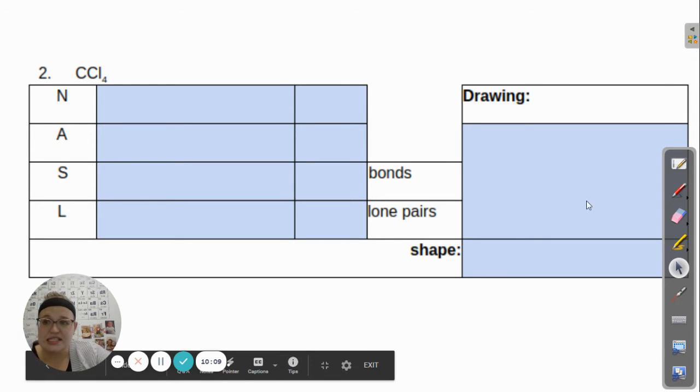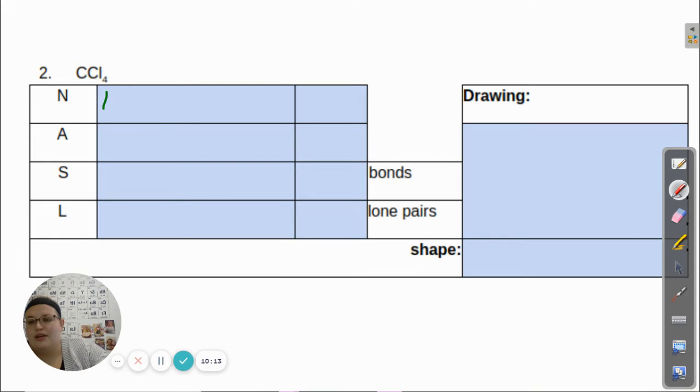All right, next one is CCl4. So now we're gonna do the same thing again. I have one carbon and it needs 8 valence electrons plus 4 chlorines that need 8 valence electrons. So 8 times 5 is 40.